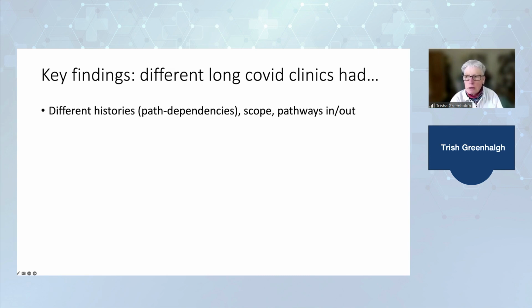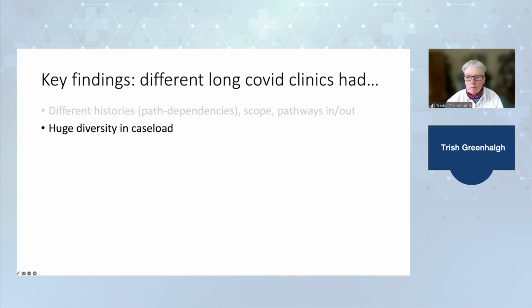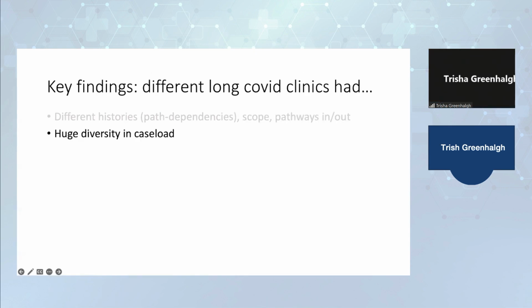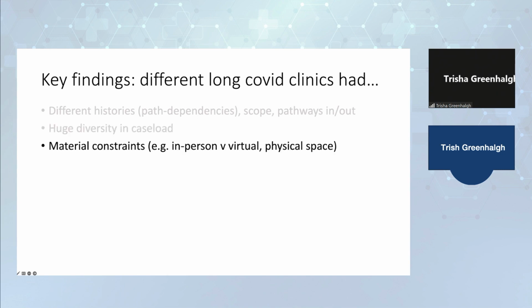And if you've got a history of, for example, being a respiratory clinic, that creates a path dependency. Everyone, for example, gets a standard set of lung function tests because it's a chest clinic, really. And that also restricts the scope, and it restricts what kind of pathways there are for getting into the clinic, and also where you can go if you're seen in that clinic. There is a huge diversity in the caseload seen by the clinics, and in some long COVID clinics, it's completely different from others.